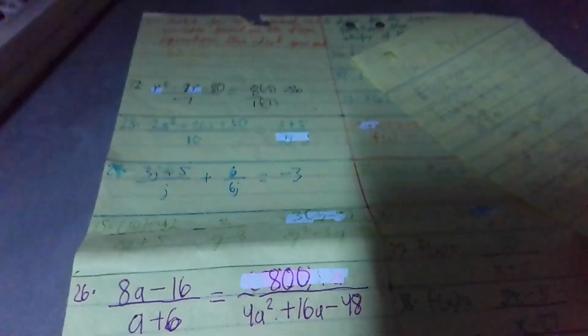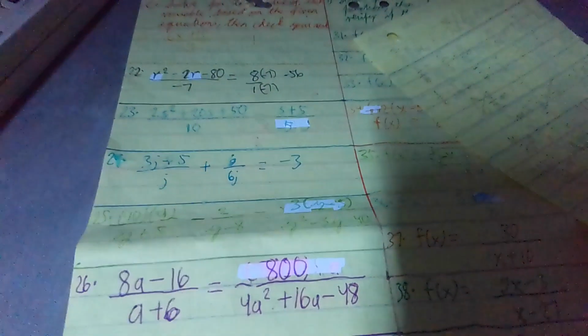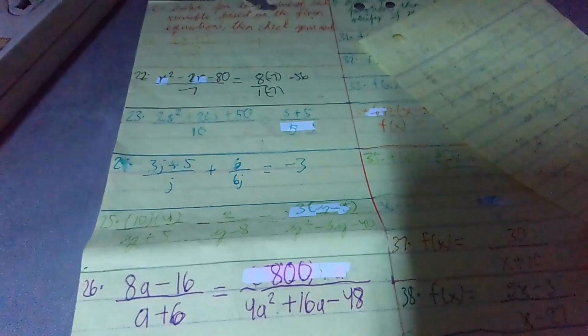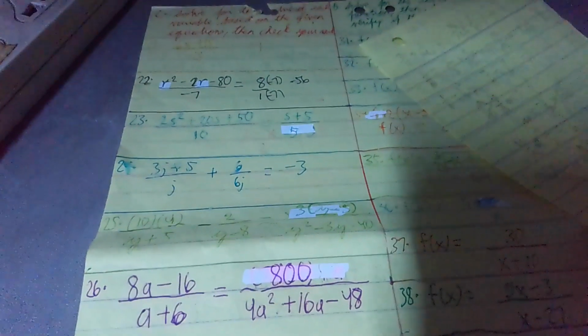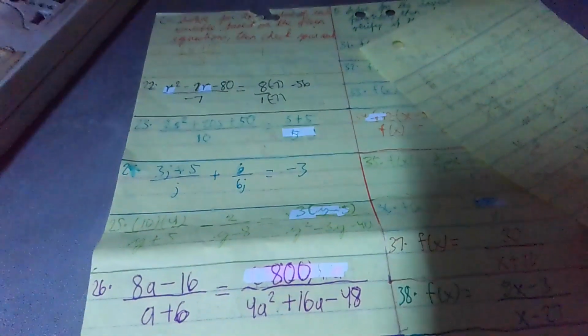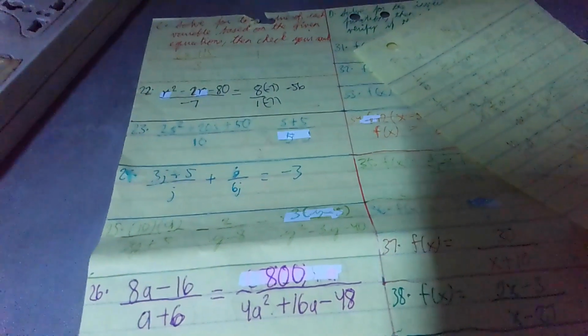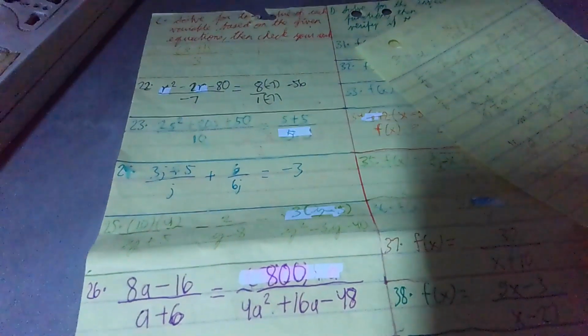Now, what about the a plus 6? That's easy. We don't need to factor. It's just the simplest form we can do. So, you don't need to factor it out. Next, what about the 4a squared plus 16a minus 48? That's when we need to use the factoring method. That's why we need to factor out this number.